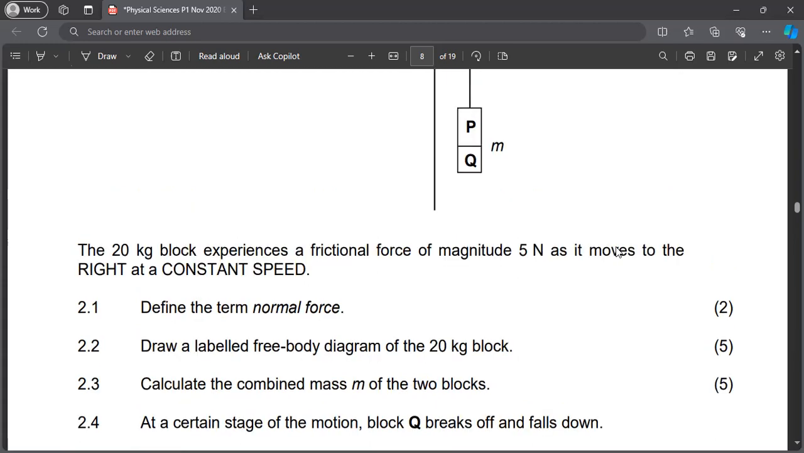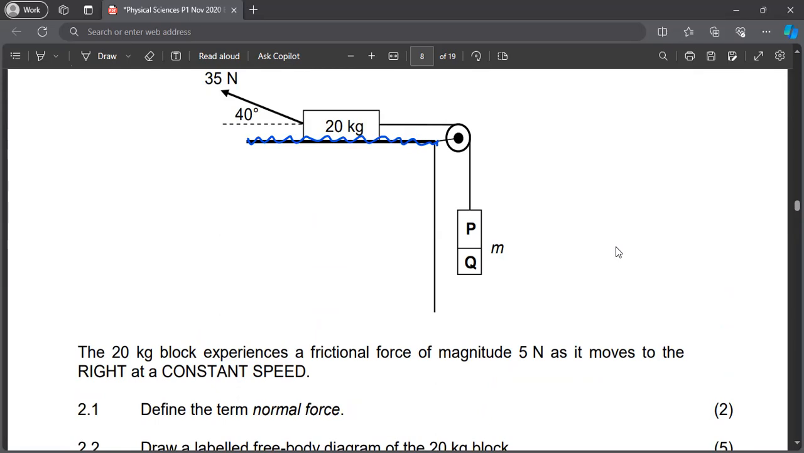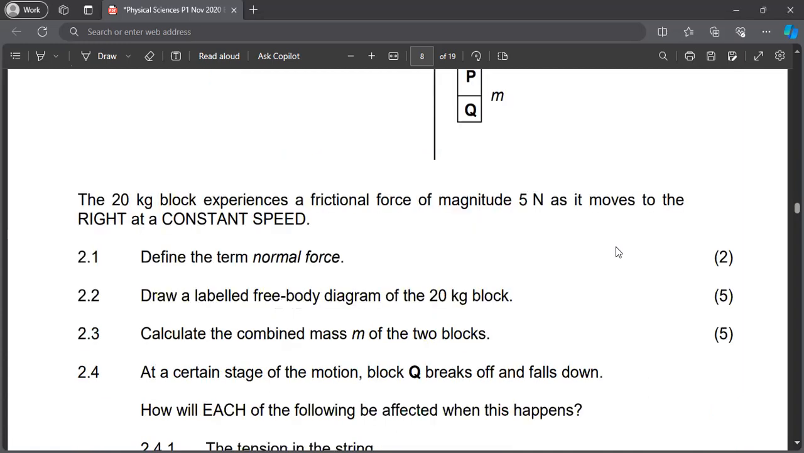So when they say it's moving at a constant speed, we know that the net force acting on the 20 kg block is going to be 0. We also know that the acceleration of the 20 kg block is 0. But because the two blocks are connected together, it's safe to say the net force acting on blocks P and Q is also 0, and the acceleration of the two blocks is 0 as well, because it's a system.